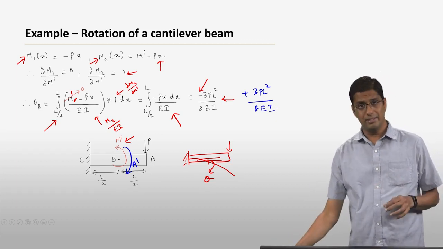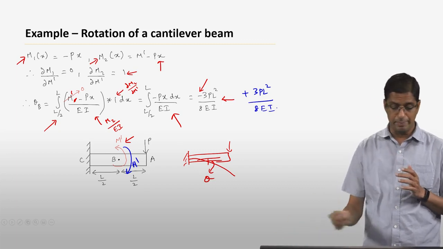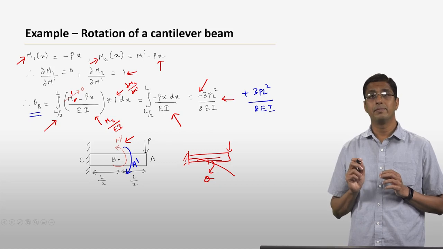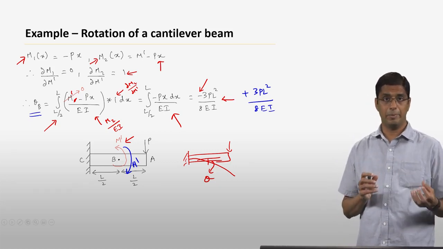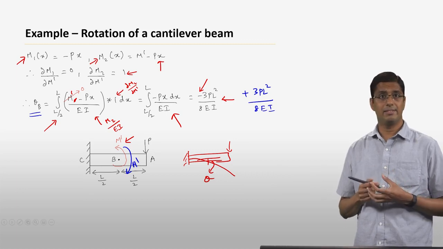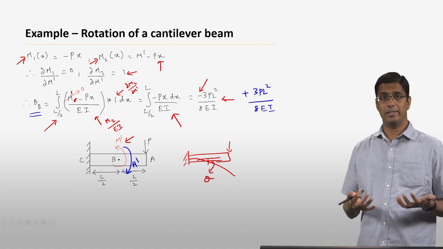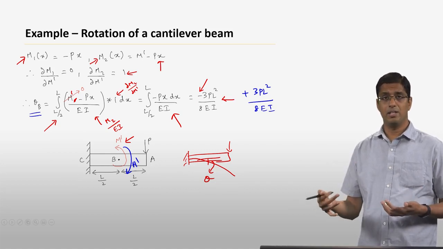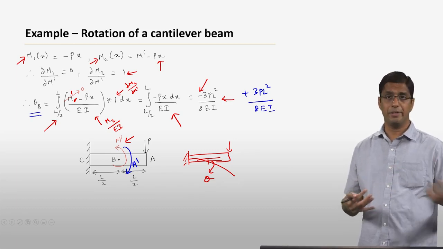Okay. The other thing that I want you to notice here is that the final answer for theta b does not depend on m prime. Okay, even though we assumed this particular dummy moment m prime, the final answer doesn't depend on m prime, which also makes sense because it is not a real moment. The cantilever is just loaded by the force P. So the rotation at any point should only depend on P, not on anything that you assume.